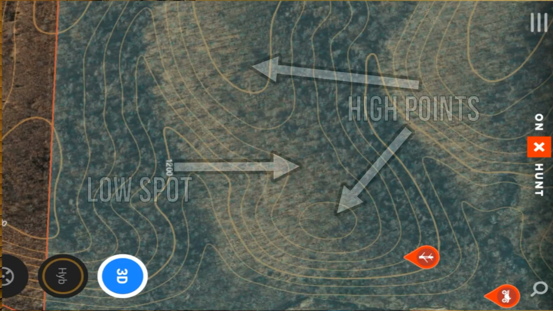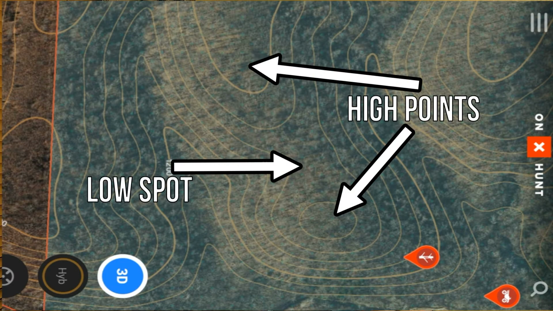Alright, so to kick things off, I'm going to talk about why deer like and use saddles. We're going to talk about what they look like and give you a brief overview of them, and then we'll jump into how to hunt them. A saddle is basically a low spot in between two higher spots. It looks just like it sounds, if you've ever seen a saddle sitting on a horse, right?